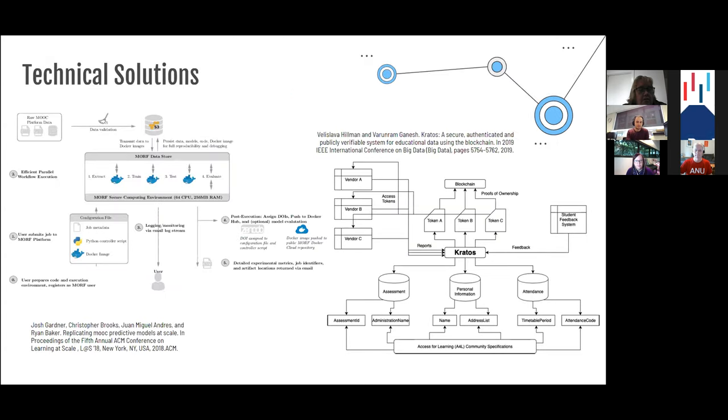And among others, I will just reference two recognized architectures that emerged at the time. So one of them was from Chris Brooks and Ryan Baker's lab, MORF. The framework that actually allows you to share not necessarily data itself, but results of the analysis. So there is this nice, very well-developed repository with all the data, and all you have to do is to write scripts and get your results.